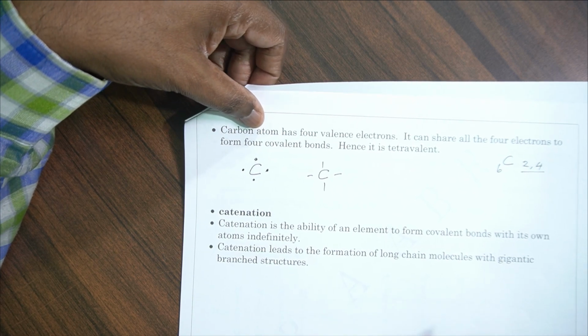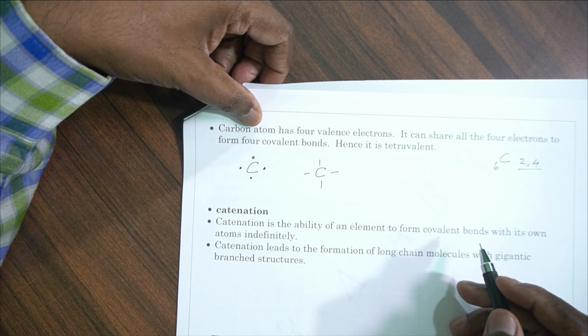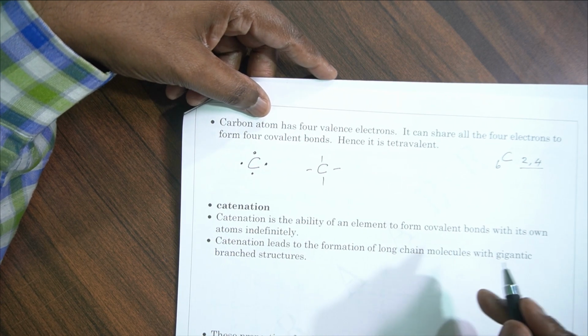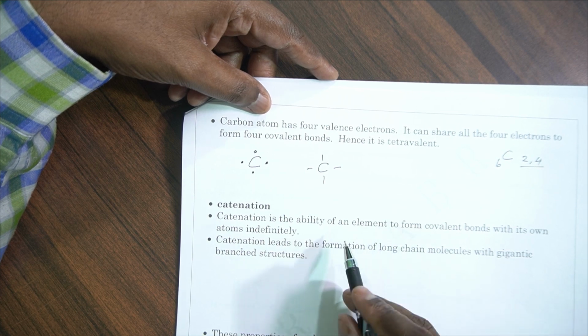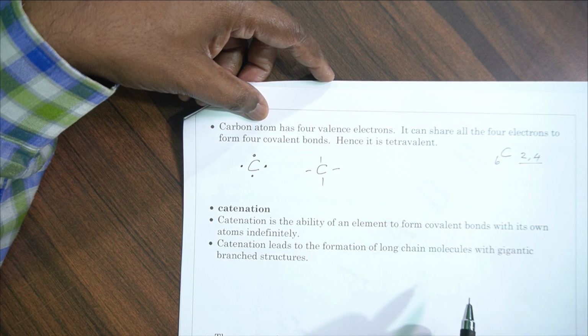All the 4 electrons can be shared so that it reaches octet. Because donating electrons will not reach octet, or accepting electrons also, it is not possible to accept 4 electrons. So it will share. So a covalent bond is formed.